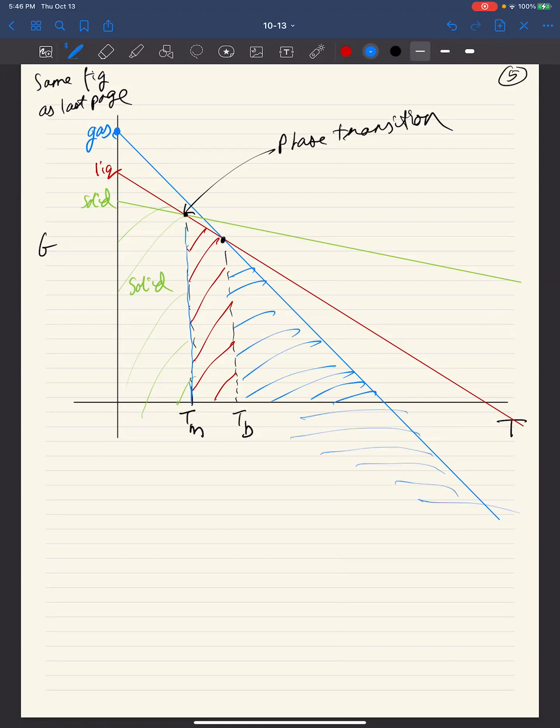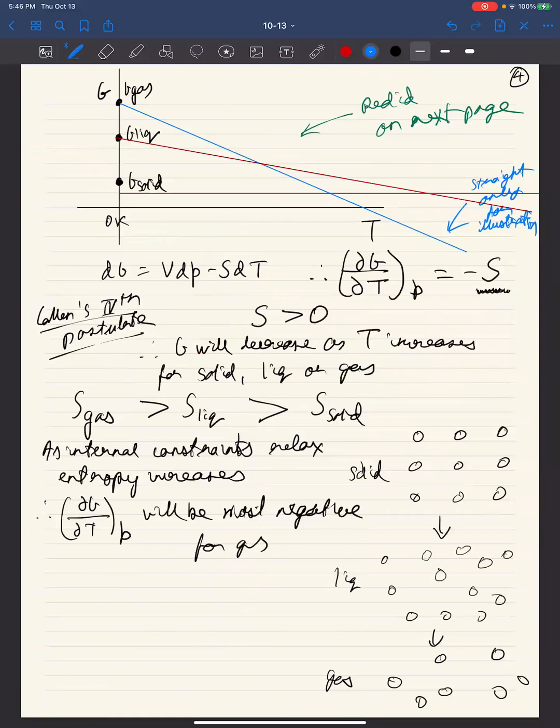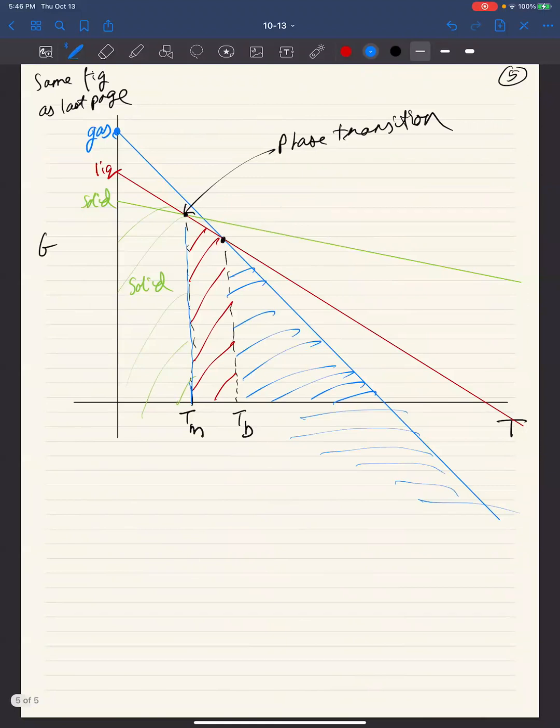Okay? So we just used G in an almost trivial construction, and particularly we used this relation, partial G by partial T at constant P is equal to minus S, to show for some arbitrary material, assuming straight lines, things would be very complicated. In fact, we will see these G versus T type curves quite a lot when we go to phase diagrams, but this is your first example. Okay, any questions about this?